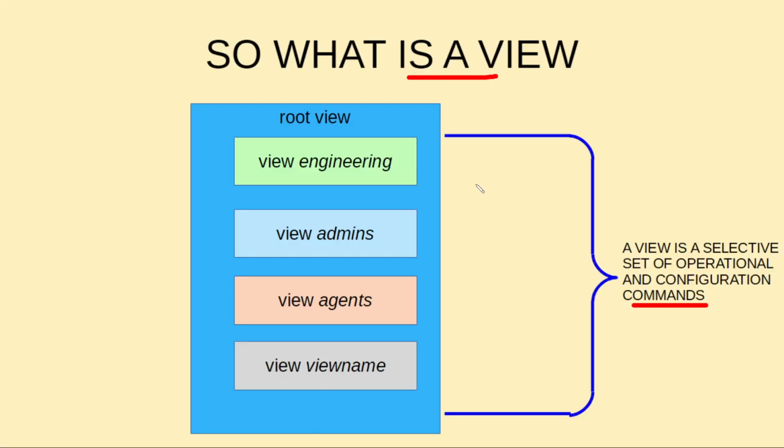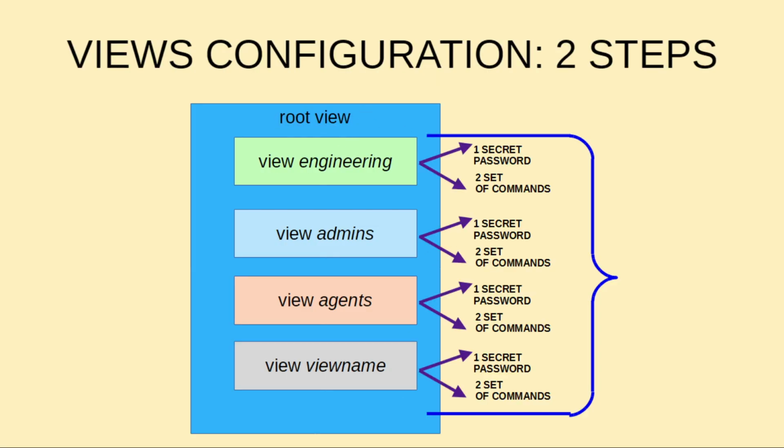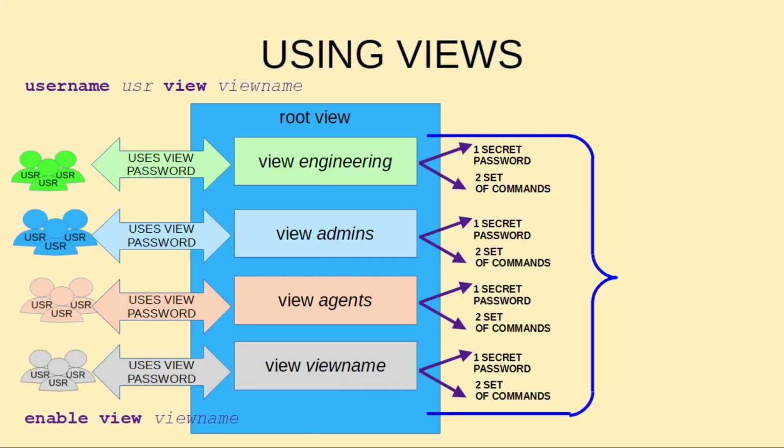So what is a view? A view is a selective set of operational and configuration commands. We can create several views, and there is a particular type of view that we are going to call the root view. That is the place where we are going to configure all other views. In order to configure a view, we are going to go through two steps. First, we are going to configure a password for the view, and then we are going to configure what commands this view has access to. Then you can start using your views.